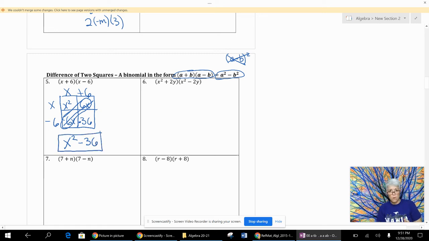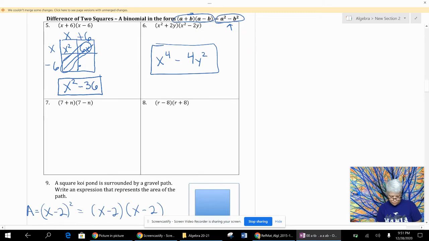All right, now watch. I'm gonna see the pattern. I'm gonna show you what I'm gonna do with it. So the pattern says that if I see this pattern, I can just do this. So let's see. X squared squared is x to the 4th. 2y squared is 4y squared. Put a minus sign in the middle. And I'm done.